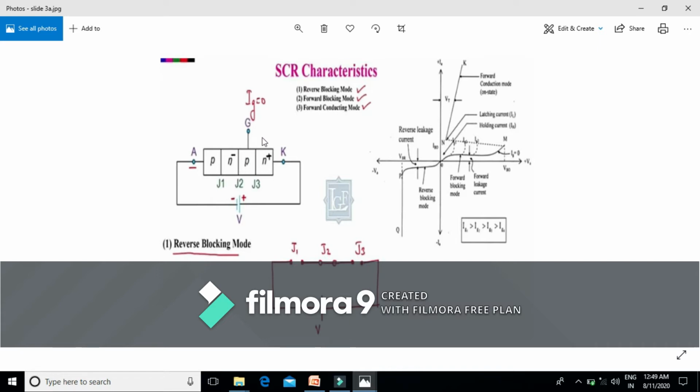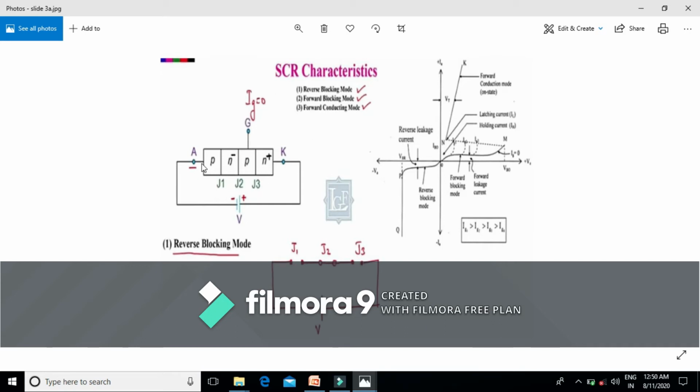This is the PNPN device, that is SCR. Here this is the P positive and negative, P and positive, SCR. Across the anode and cathode terminals, we have applied a reverse voltage. That means this anode is negative and this cathode is positive. And across this gate terminal, we are not applying any gate current. That means I am writing here that gate current is equal to 0.